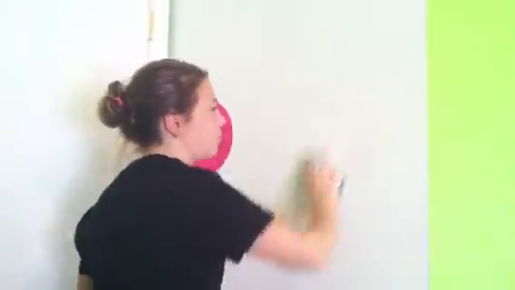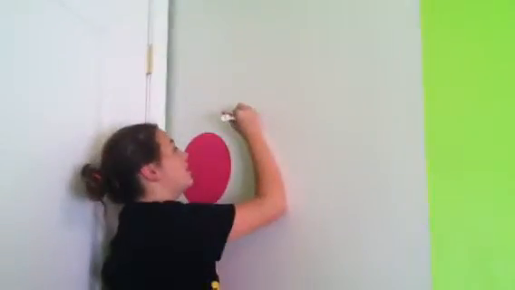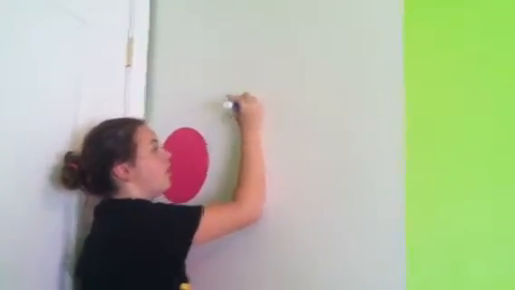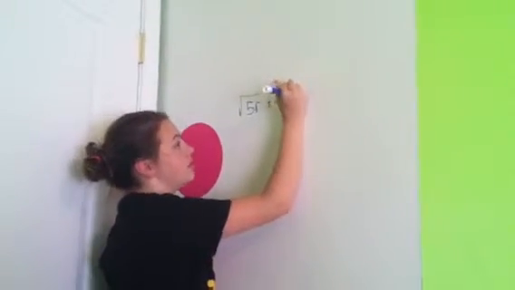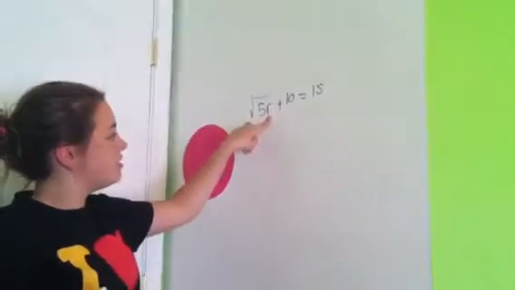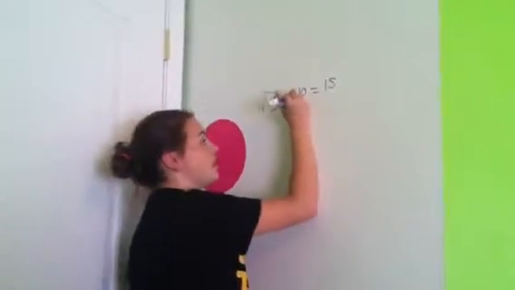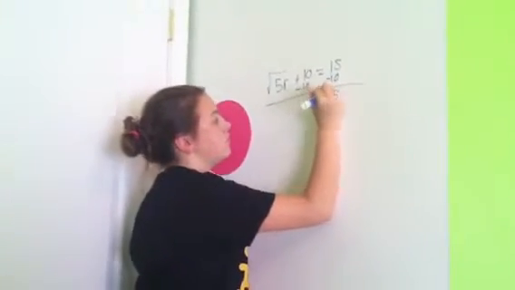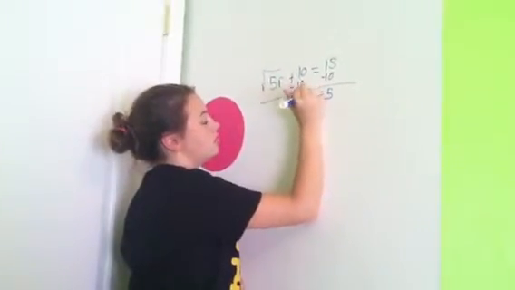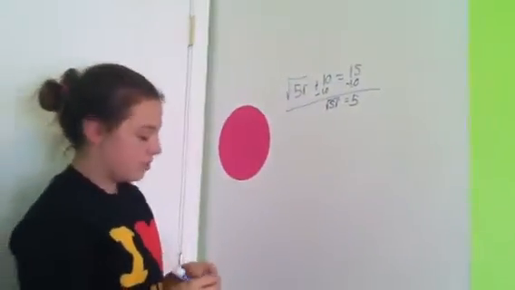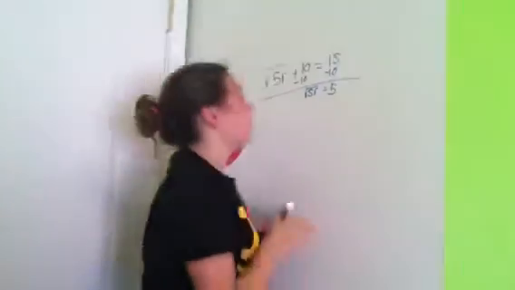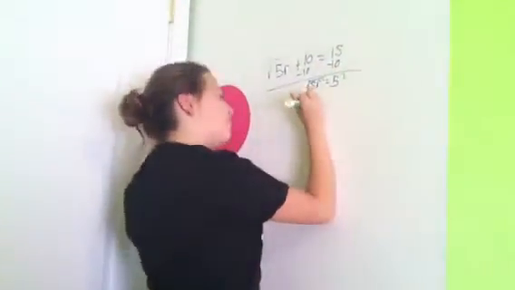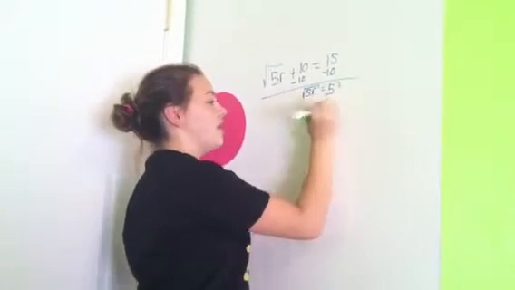Okay, so our next problem is from group A, and it's square root of 5r plus 10 equals 15. Now, since the square root isn't by itself, we have to subtract 10 on both sides. So 15 minus 10 would be 5. So you have the square root of 5r equals 5. To get rid of the square root, we're going to square both sides. So you're left with 5r equals 25.